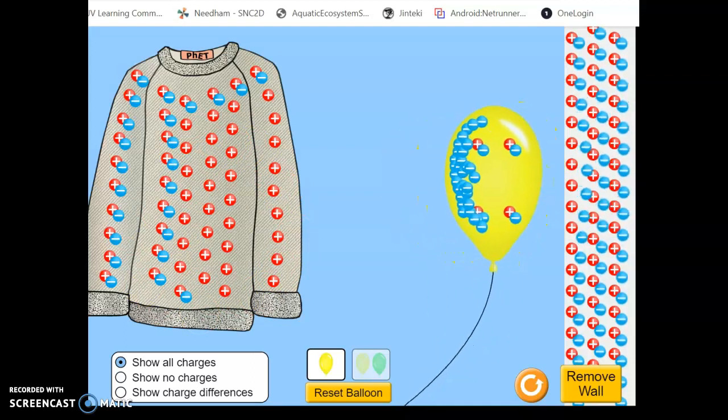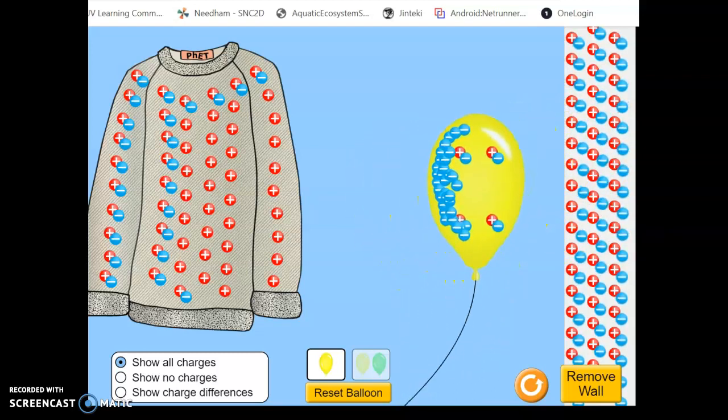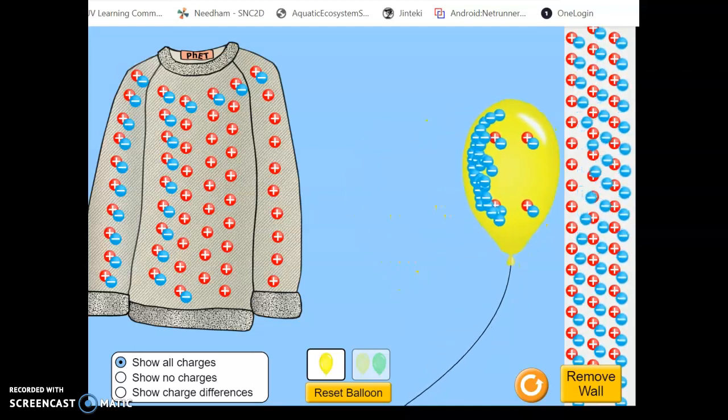So what we're showing here is called an induced charge separation. Okay, so what that means is you are forcing the electrons to move based on the charge that is here. So I'm forcing those negative electrons to push away from the surface of the wall because I'm using this negative balloon to do that.